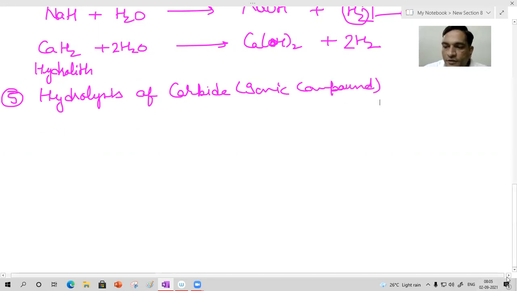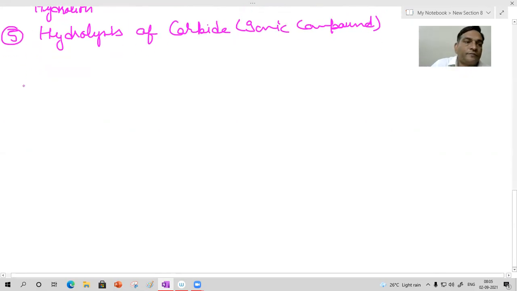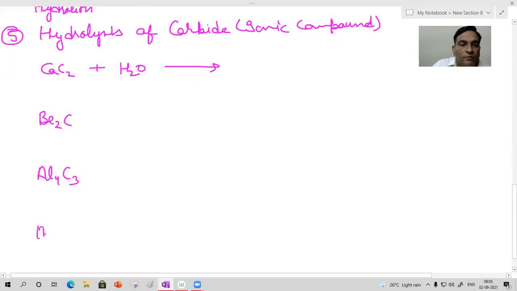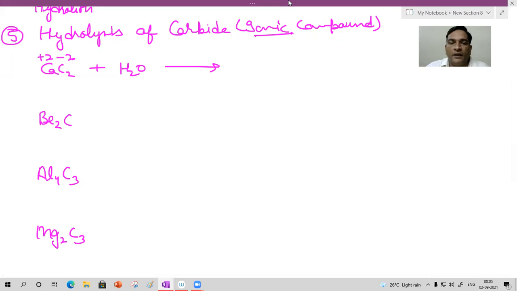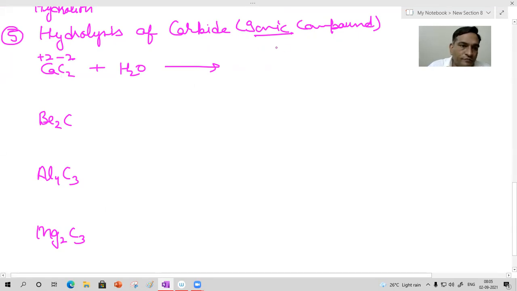Calcium carbide: CaC2 plus H2O. Beryllium carbide: Be2C. Aluminum carbide: Al4C3. Magnesium carbide: Mg2C3. Calcium is +2, carbon has -2 oxidation state, and in the case of an ionic compound we are adding the ion exchange reaction.